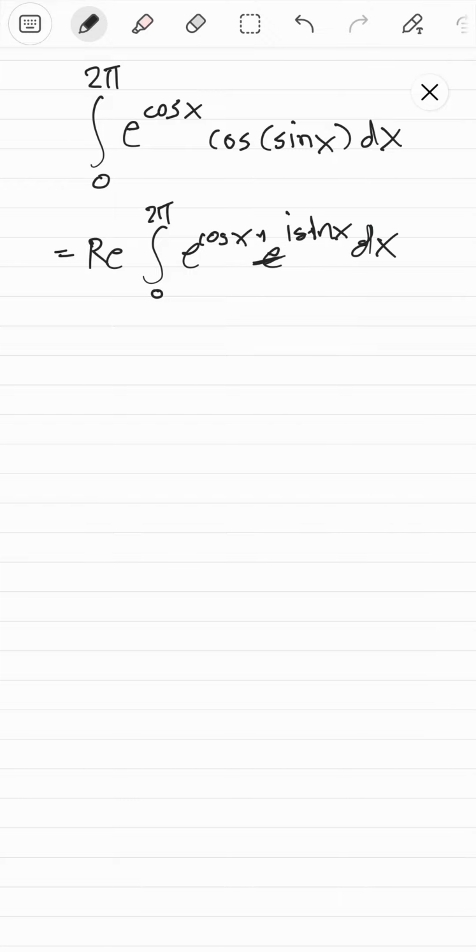And then you can actually do this thing, but then cosine x plus i sine x, that sounds very familiar, doesn't it? This thing is just the real part of the integration from 0 to 2 pi of e power ix dx. But now the question is, how do we even solve this thing?